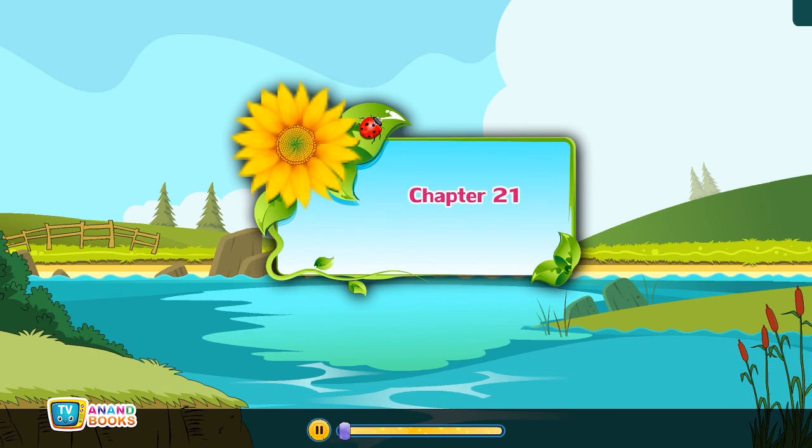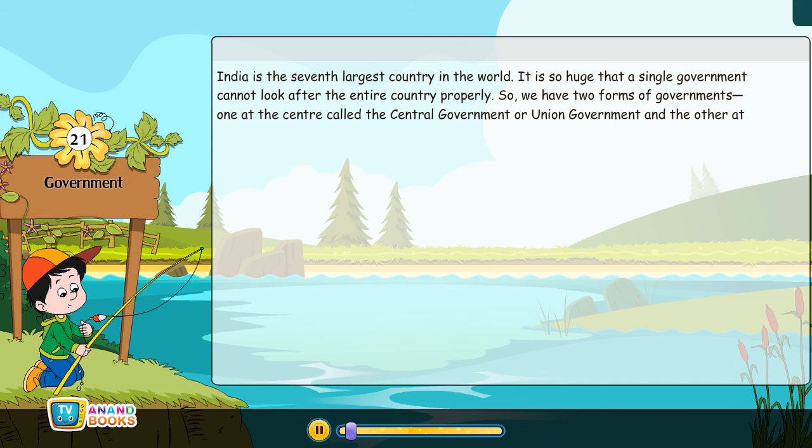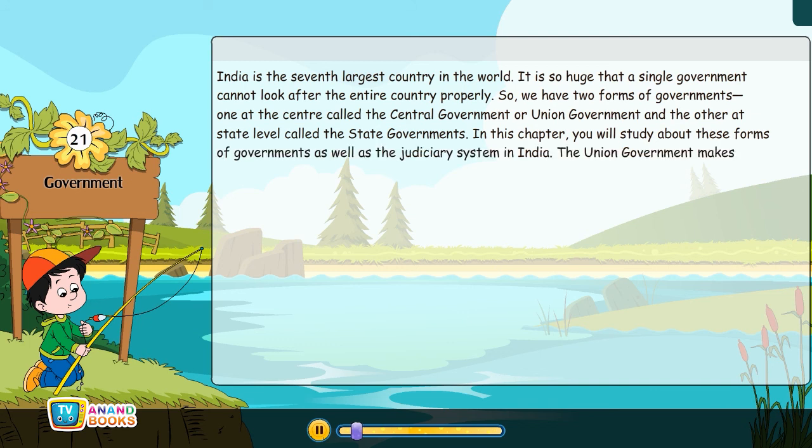Chapter 21. Government. India is the seventh largest country in the world. It is so huge that a single government cannot look after the entire country properly. So, we have two forms of governments. One at the center, called the central government or union government, and the other at the state level, called the state government.